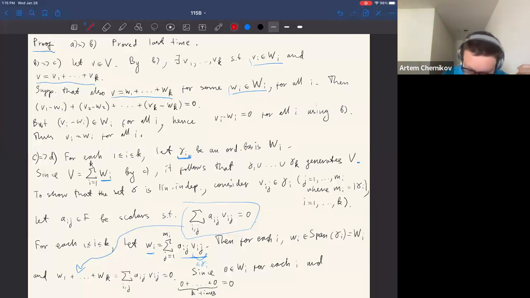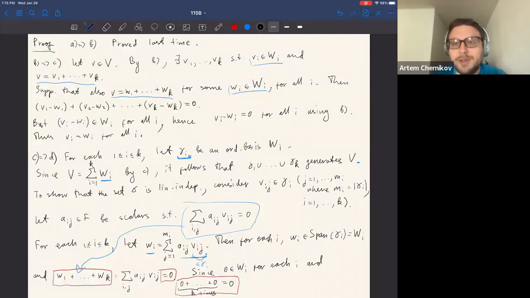So first we wrote that zero is equal to W1 plus et cetera plus Wk. And we also have written that 0 is equal to 0 plus 0 plus 0, etc., right? So this gives us two different ways to represent 0 as a sum of vectors from the Wi's, okay? So by the uniqueness of the presentation, these two presentations must be the same, right? So we have that by C, Wi is equal to 0 for all i, okay? So we get that, in fact, all the Wi's are 0 by the uniqueness of presentation of the vector 0 using C, okay?